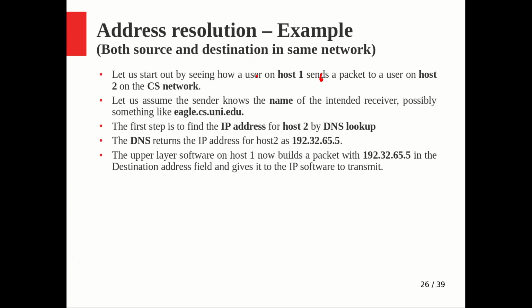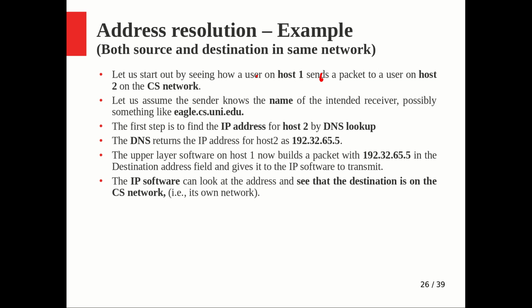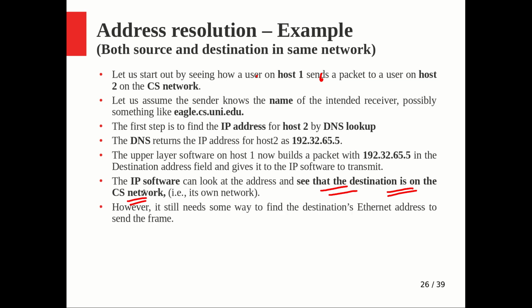So as soon as the IP address is obtained, it will be handed over to the IP software, and the IP software can look at the address and it will see that the destination is also on the same CS network, and the logic behind this is what I tried to explain so far, right? However, it still needs some way to find the destination Ethernet address, right?